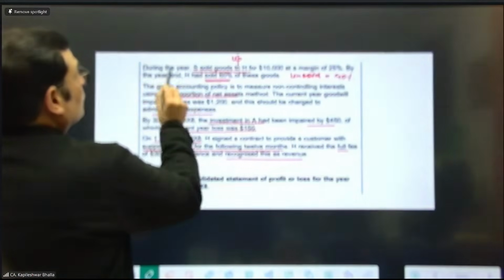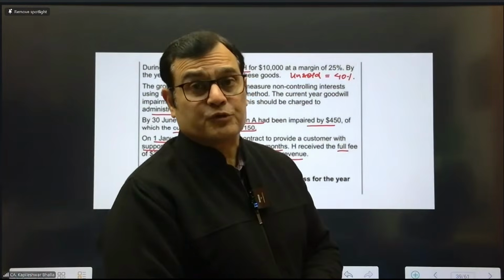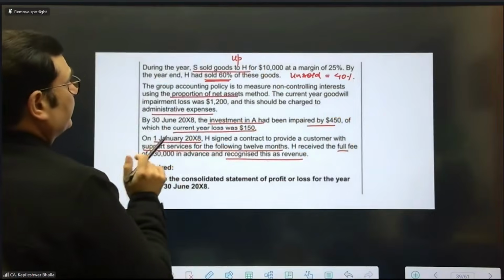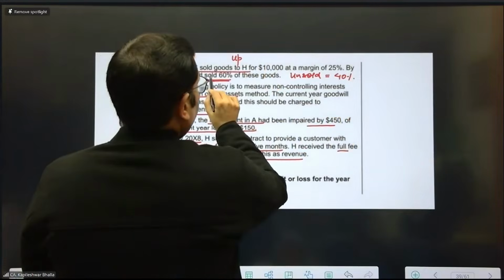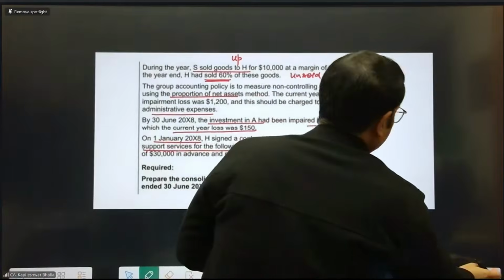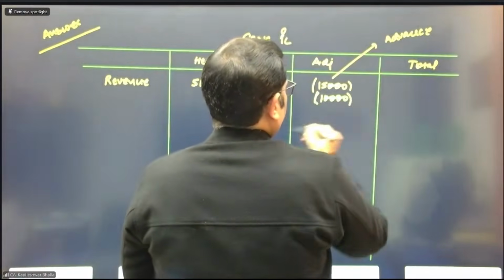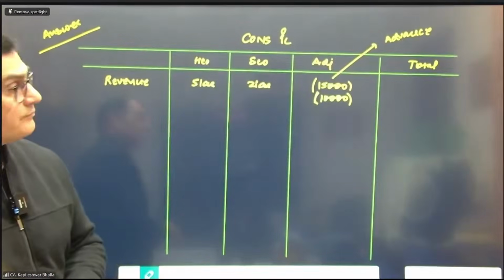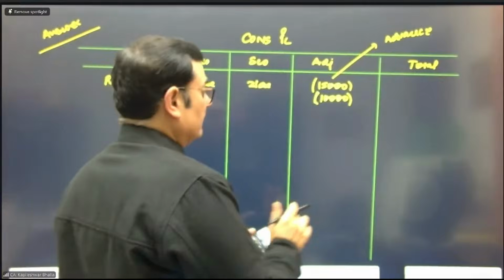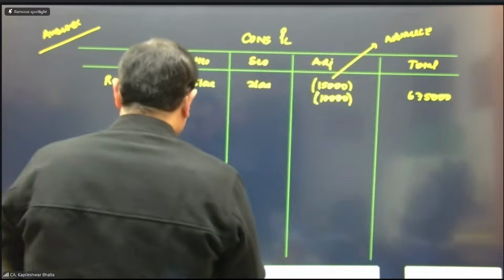Second, during the year, S sold goods to H. As of now, it does not make a difference whether it is upstream or downstream in nature; that would matter in terms of NCI. So it's an upstream transaction. S sold goods for 10,000. So we eliminate this 10,000 also from the sales. The intercompany sales will get eliminated. So this is going to be 7 lakhs minus 25,000, which works out at 6,75,000. So the revenue is done.